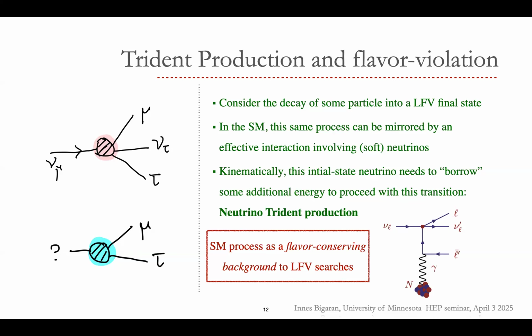So you can imagine if we were to observe a mu-tau final state at one of these neutrino scattering experiments, many people might write 750 papers saying that, hey, we've got some sort of neutral particle that's decaying into this lepton flavor violating final state, if we don't have a handle on what sort of standard model processes might also produce that experimental signature.